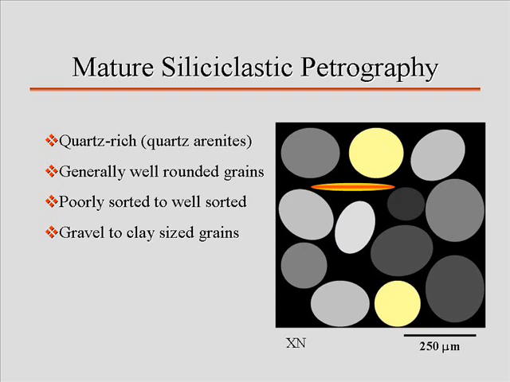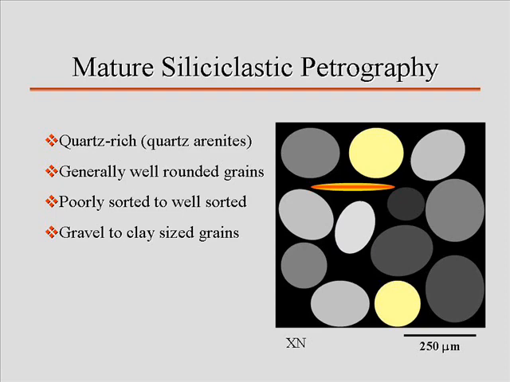What does XN mean again? Cross polars or crossed nicols. The idea now that you have the bottom polarizer in, which is standard, that's plane polarized light, and then you put the top polarizer in. And a reminder, the bottom polarizer has a grid that's like this. The top one is perpendicular to it.